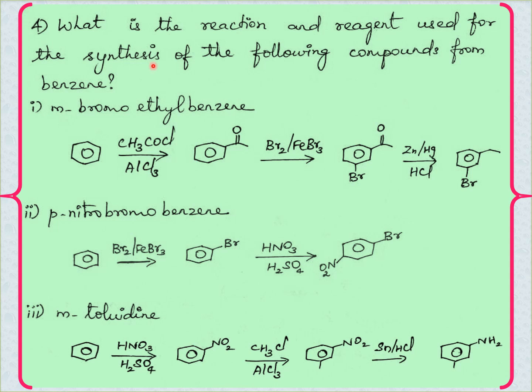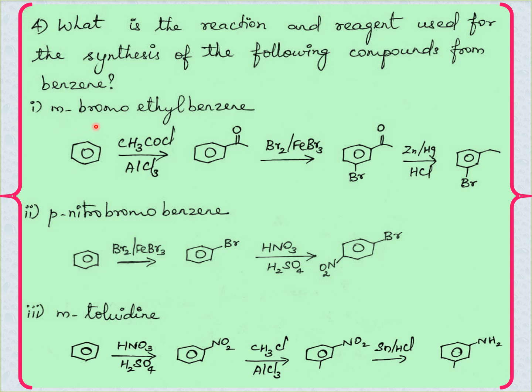And the next question is, how do you synthesize meta-bromoethylbenzene from benzene? So all of these, meta-bromoethylbenzene, para-nitrobromobenzene, meta-toluidine, all these things we have to synthesize from benzene. So the first compound is meta-bromoethylbenzene.